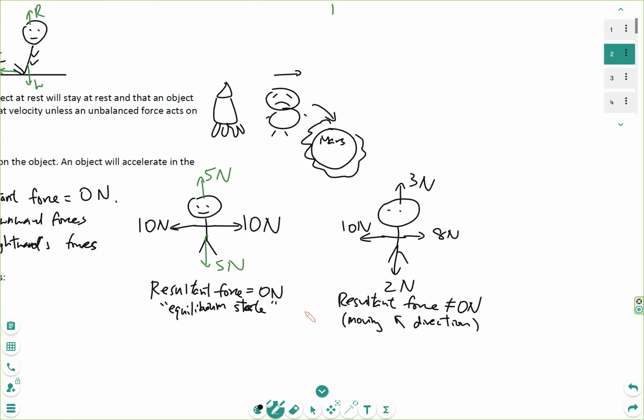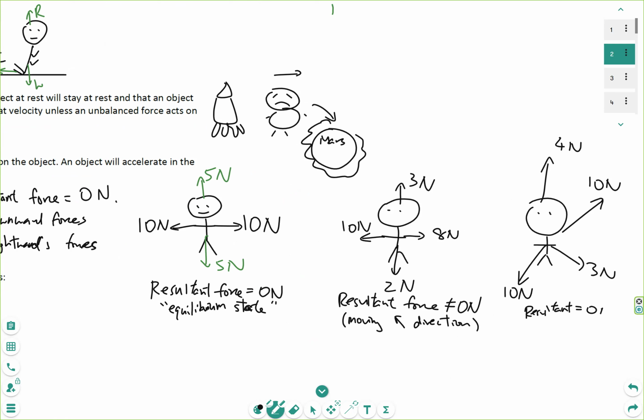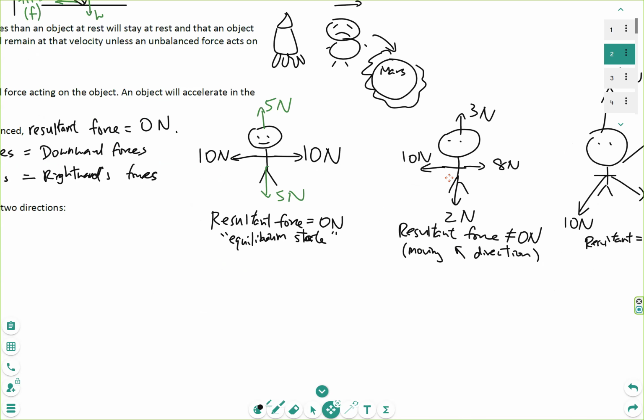What about this? If someone is pulling you in that direction and someone pulling you in that direction, is the resultant 0? We don't know yet. We'll find out later, in Year 2 mechanics, when the forces are diagonal. So far, this will suffice.